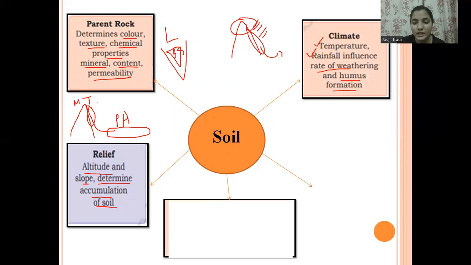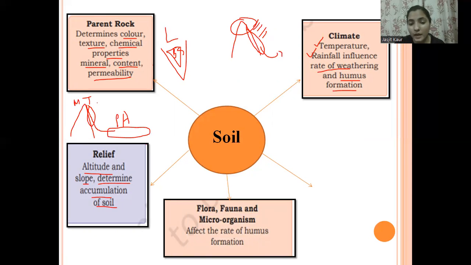Then we have the flora, fauna, and microorganisms. They affect the rate of humus formation. Flora means the plants, fauna means the animals, and microorganisms are very small organisms present in the soil, which are important for the soil. What kind of plants and animals are present in that area also affects soil formation, because when these plants and animals die, they create organic matter, and this organic matter is further responsible for the fertility of the soil. So this is how flora, fauna, and microorganisms affect soil formation.